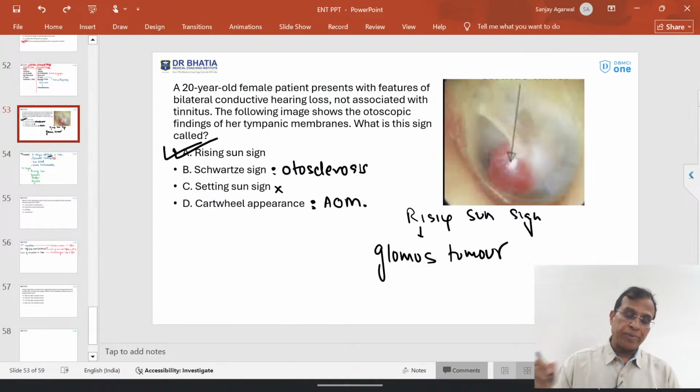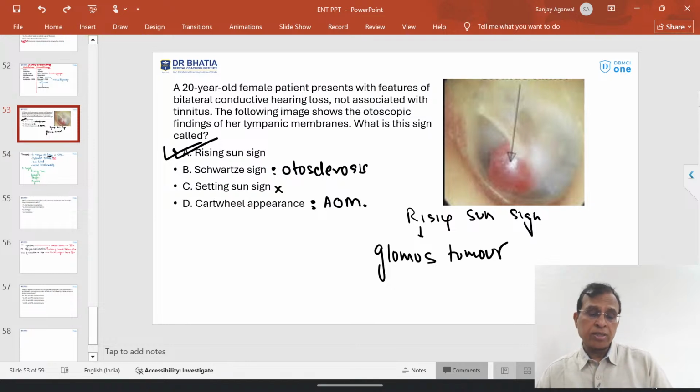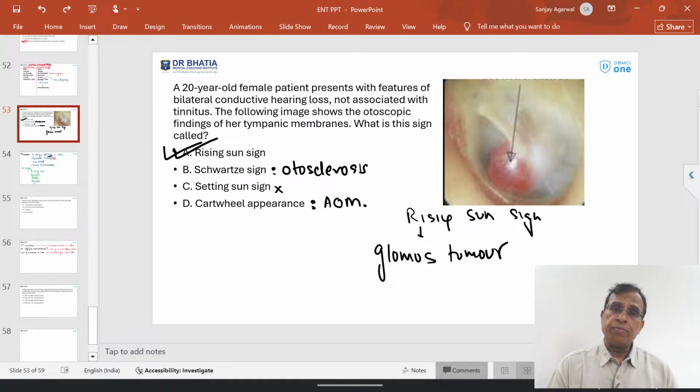Okay. So coming back to this, now if you look at the question, it's a female 20 years, hearing loss है दोनों कान में, tinnitus नहीं है. Now this could be, अगर history पढ़ोगे तो कुछ भी हो सकता है. Otosclerosis can be this, otitis media हो सकता है इसमें, glomus tumor हो सकता है. There's so many other diseases they can cause the similar history.